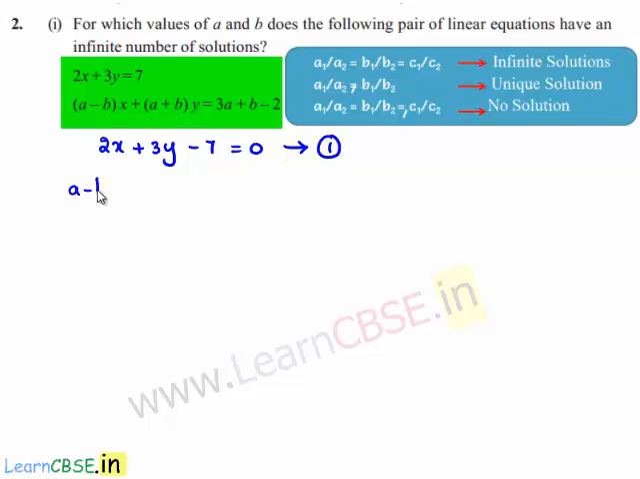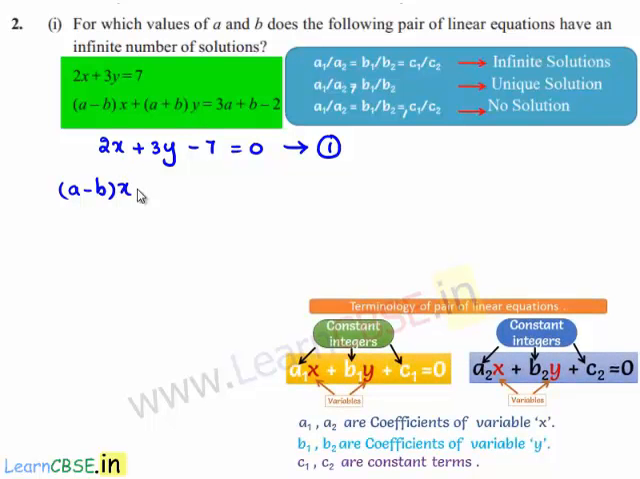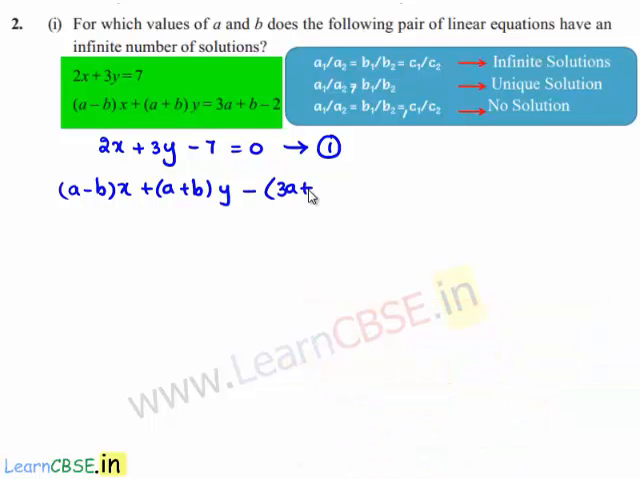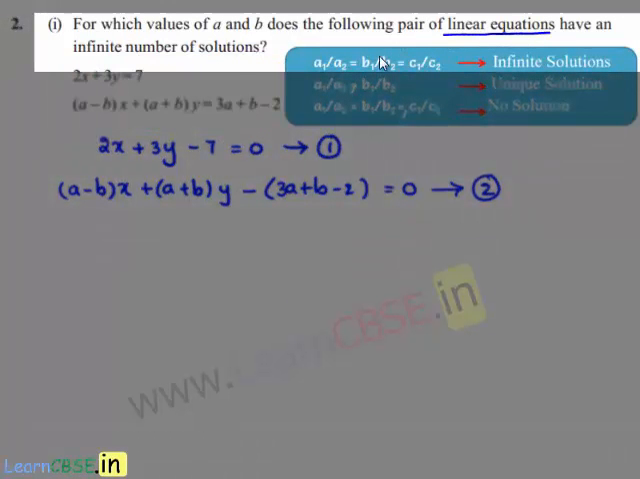And the second equation can be written as a minus b times of x plus a plus b times of y minus of 3a plus b minus 2 is equal to 0. This is equation number 2. According to the given condition of the problem, the given pair of linear equations have an infinite number of solutions. So let us apply the condition number 1.